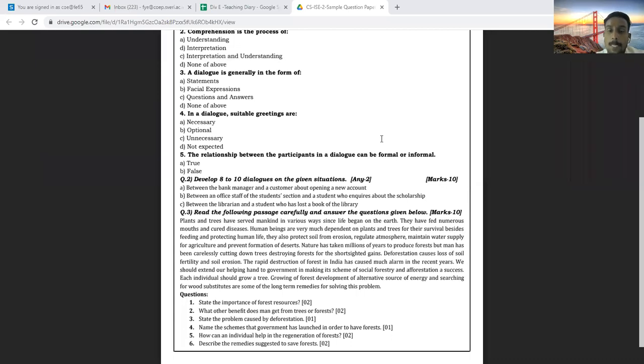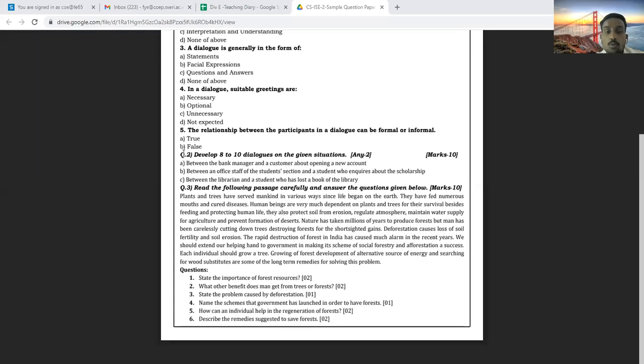Then question number 2 is about developing 8 to 10 dialogues on the given situations. In this, you are going to choose one situation and write down dialogues. Here you are expected to use pen and paper. So you have to write down dialogues on paper, then scan it, convert it into PDF, and then upload it on the link which is given there. This way you have to complete question number 2.